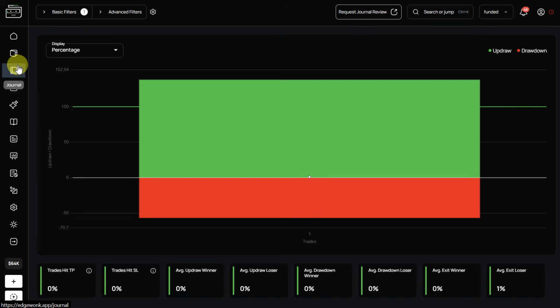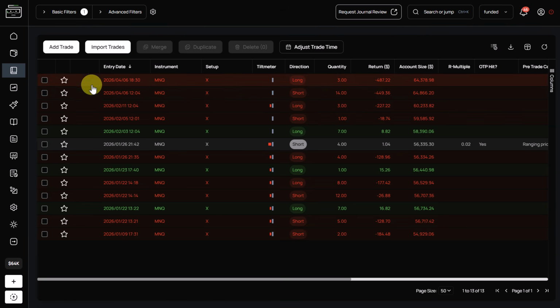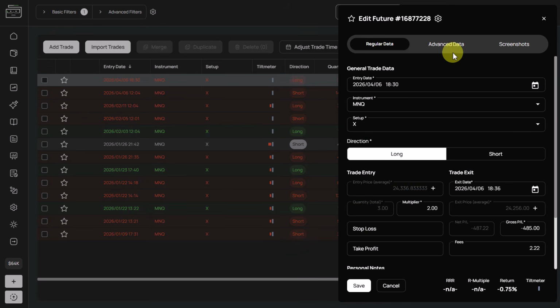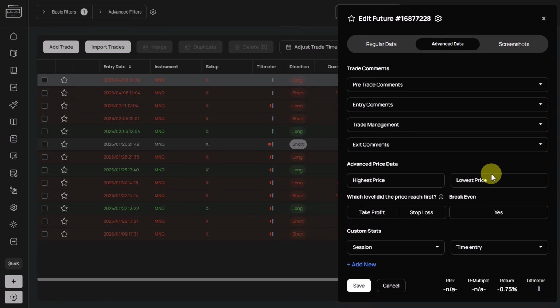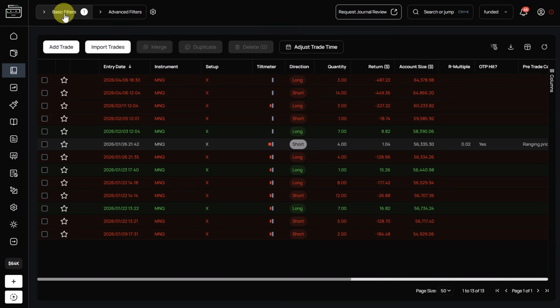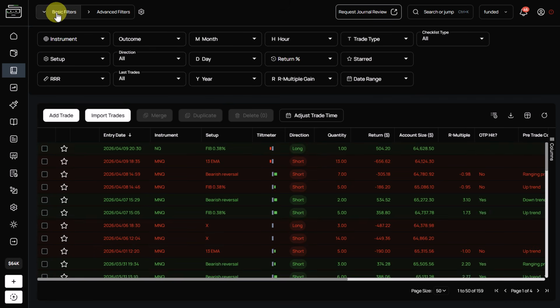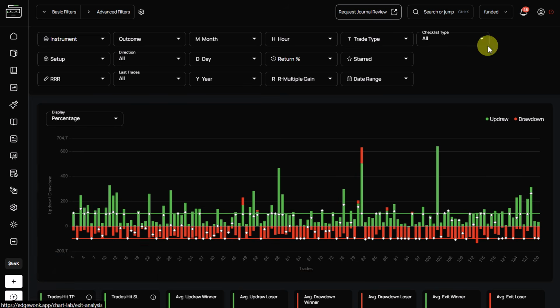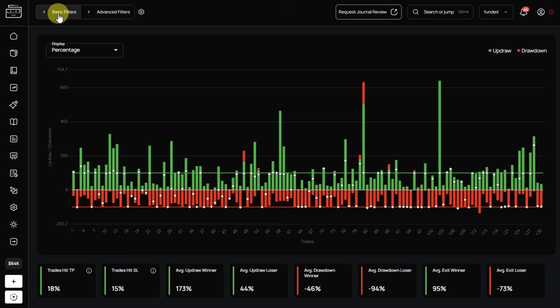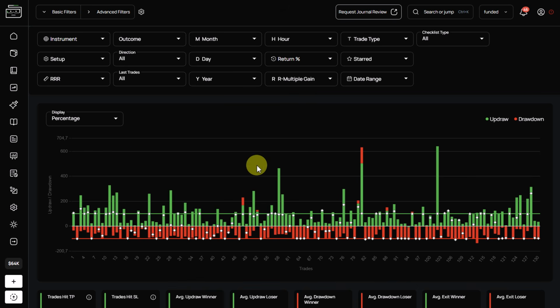It's actually quite simple to set this up. All you have to do is you open the trade, and then under advanced, you enter the highest and lowest price of the trade, and that will then activate his exit analysis graph. So unfortunately, we can't see a lot here, but looking at the whole data set, closing the filters, I want to look at how the price moves with regards to his take profit and his stop loss.